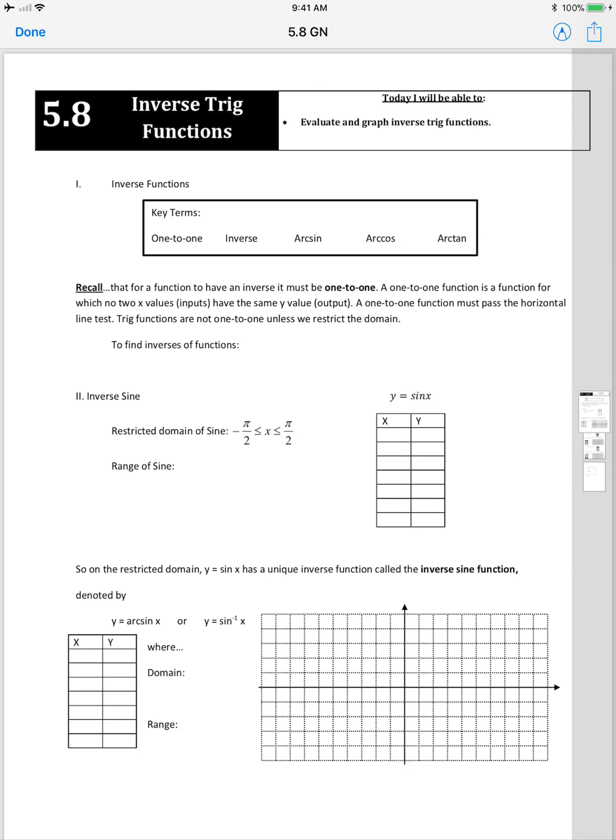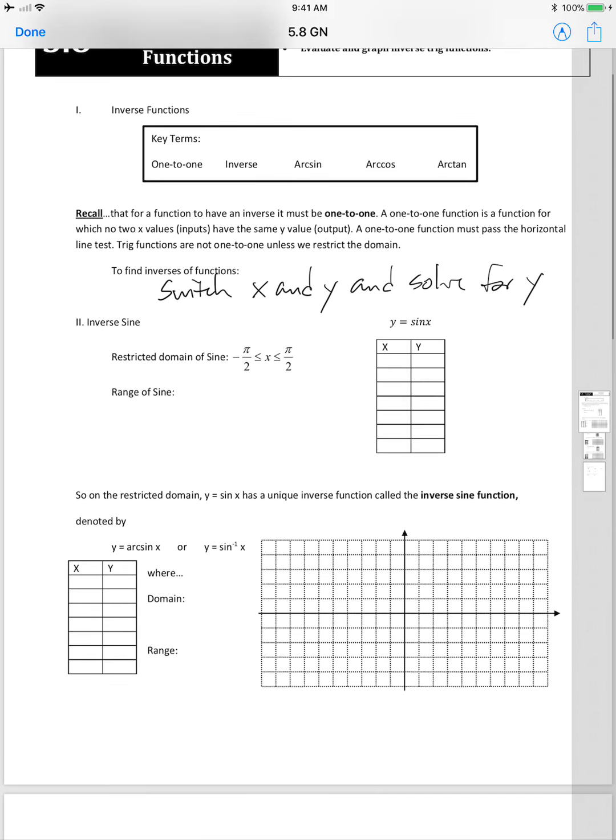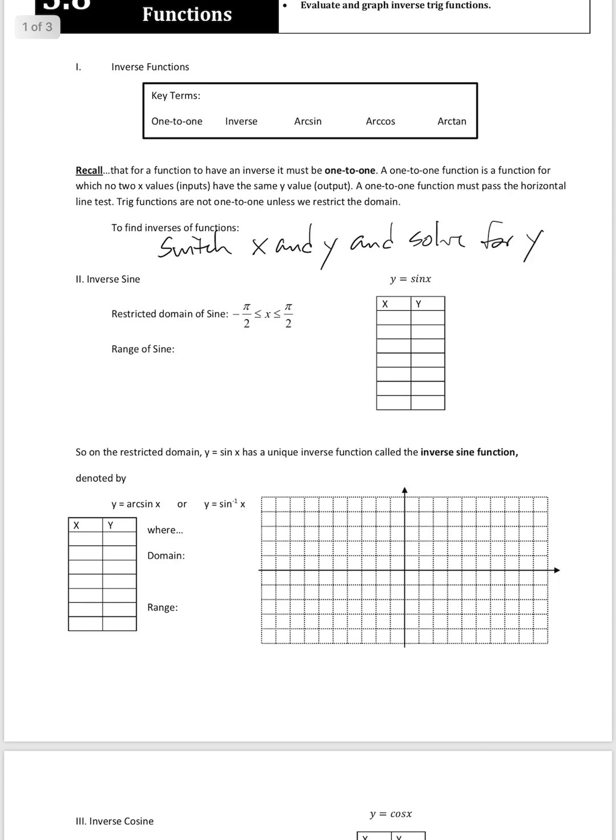So let's briefly remember, to find the inverse of a function, I need to switch x and y and solve for y. Okay, that's how we find the inverse of a function.